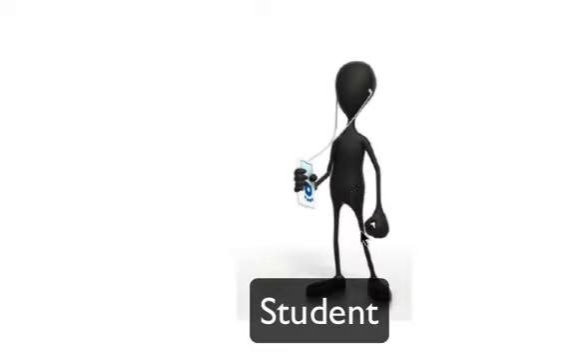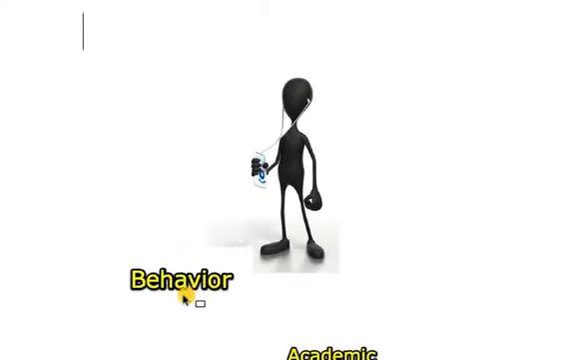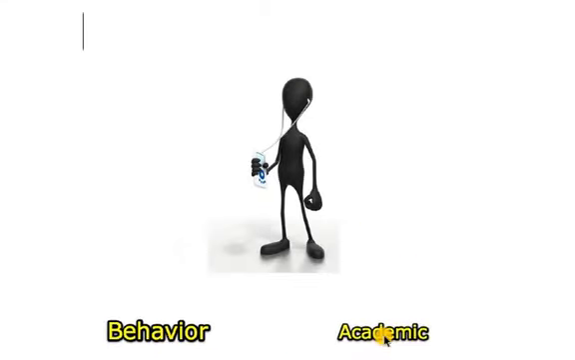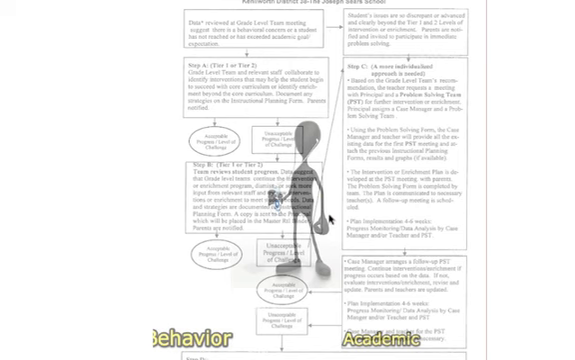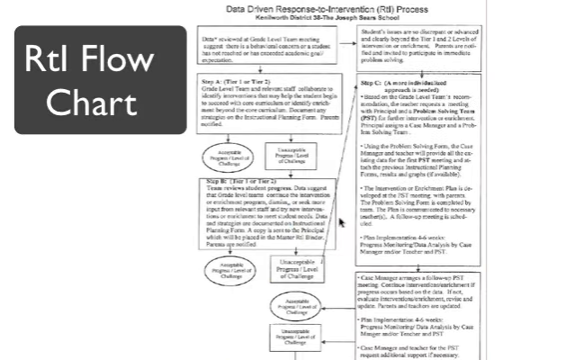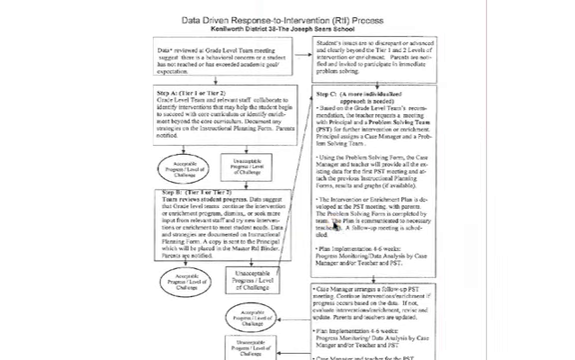So the team gets together and they identify a student. Now the student has either a behavior or an academic concern. It is important to note that sometimes students are expedited through the entire flow chart itself based upon different conditions, and yet sometimes a student will go through the entire process. It just kind of depends.